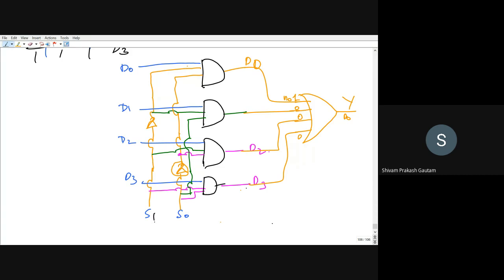For the second case, let us say 0, 1. This is the second case. S1 can be 0 and S0 can be 1. So see what will be flowing. If S1 is 0 and this is passed through a NOT gate, here we will be getting 1. And here, S0 is 1, and this we will be getting as 0. So here one input became 0.